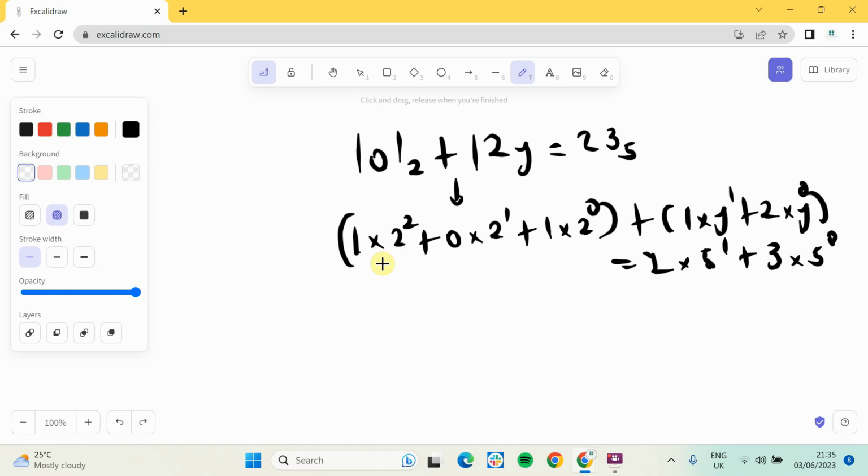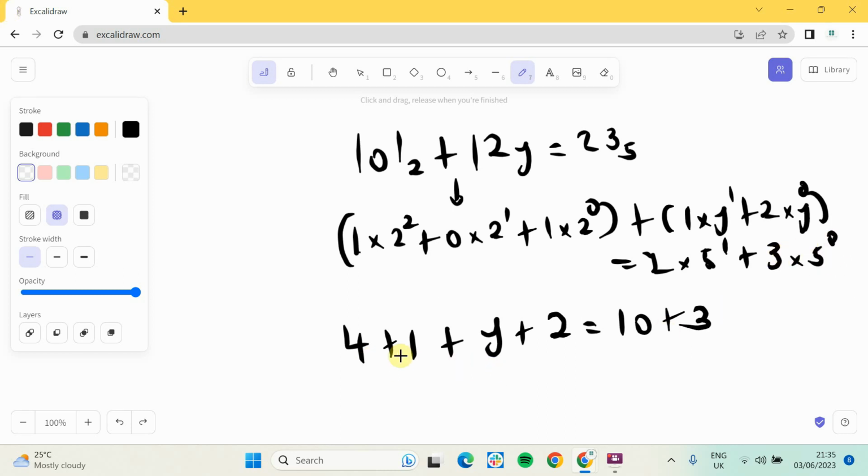So let's expand the brackets. 1 times 2 squared. 2 squared is 4, so 1 times 4 is 4. Plus, this is giving me 0, so I don't need to bother myself with it. 2 raised to the power 0 is 1, so 1 times 1 is 1, right? Plus 1 times y raised to the power 1, that is y. Plus 2 times y raised to the power 0. y raised to the power 0 is 1, so 2 times 1 is 2. Is equal to 2 times 5 is 10. Plus 5 raised to the power 0 is 1, so 3 times 1 is 3.